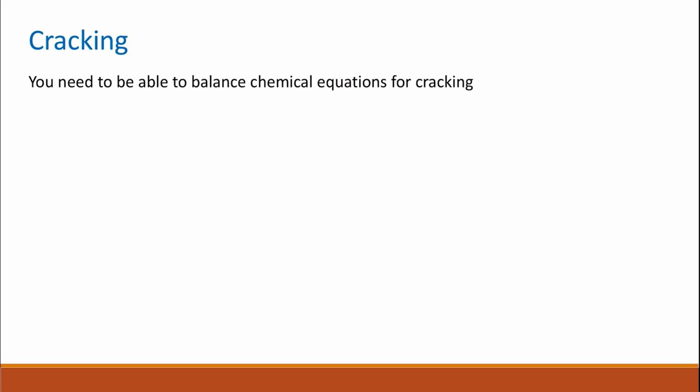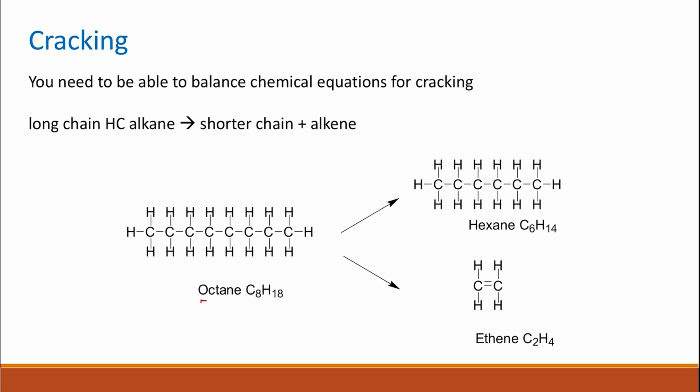Sometimes in your exam, you will be asked to draw or to balance chemical equations for cracking. And normally, the long chain hydrocarbon, the alkane, will give you a shorter chain alkane and an alkene. For example, if you have octane, which has 8 carbon atoms, when we do the cracking, we can end up with hexane with 6 carbon atoms, and ethene, which is the alkene, the simplest alkene.